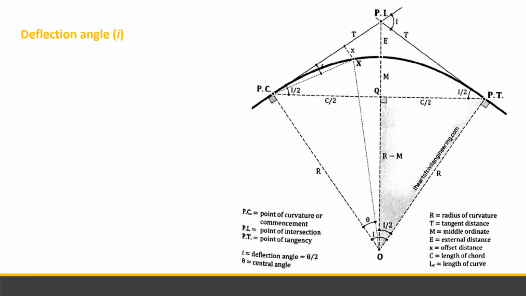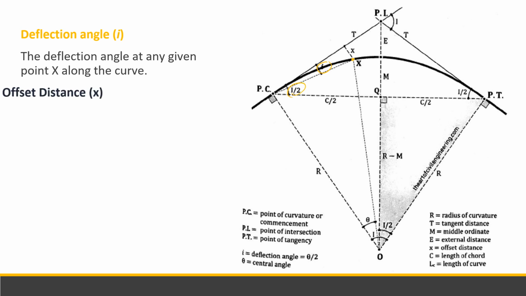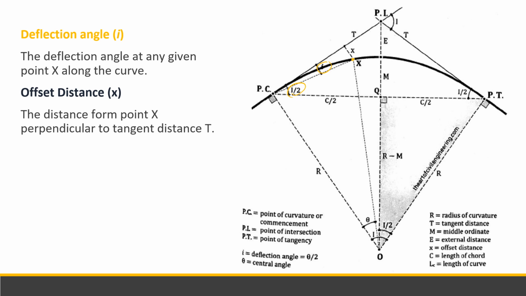And then next is the deflection angle. So the deflection angle at any given point X along the curve. So if you have point X sa curve natin, so the corresponding angle derived from PC is what you call the deflection angle. So sa buong curve natin, ang deflection angle natin is I over 2. Yan yung deflection angle. So offset distance is the distance from point X perpendicular to the tangent. So from point X perpendicular to tangent, yan yung offset distance natin. Then central angle. So the central angle between PC and point X. So ito yung angle na yan.